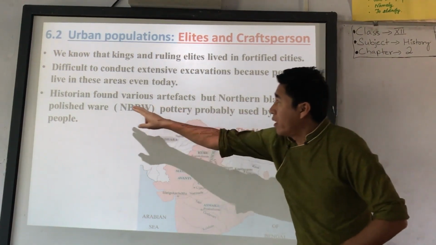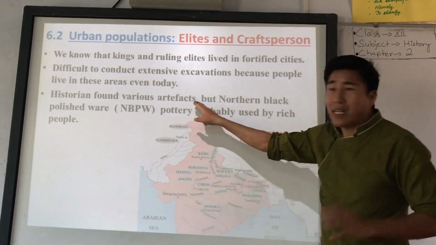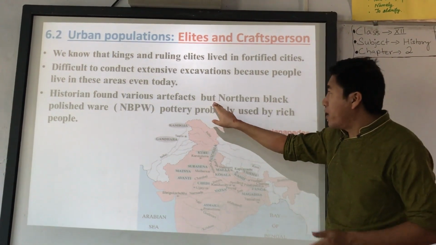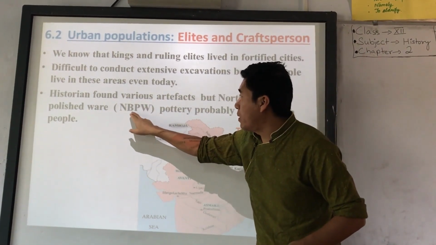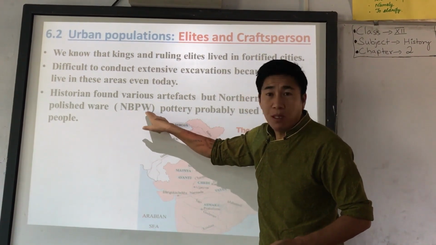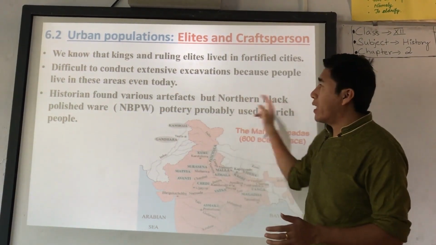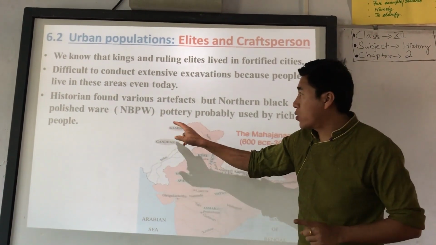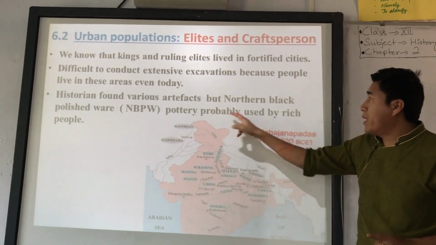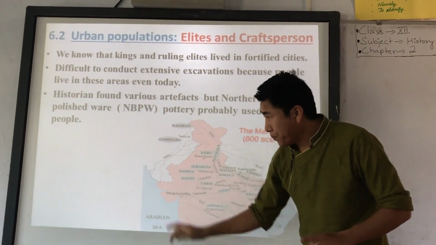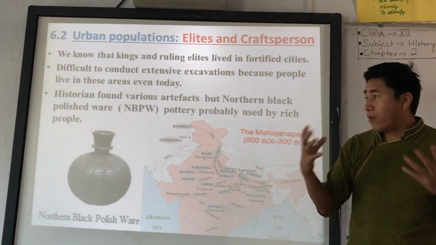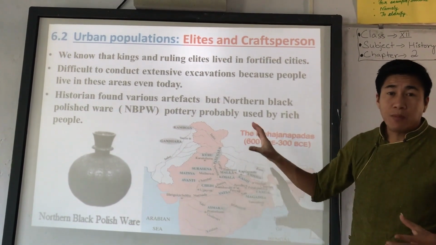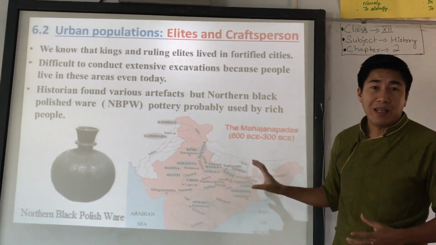Historians found various artifacts, as I told you. But Northern Black Polished Ware, the abbreviation is NBPW, is Northern Black Polished Ware. A 1 mark question is possible here. It is pottery probably used by rich people. This Northern Black Polished Ware pottery was found in some of the central city areas.